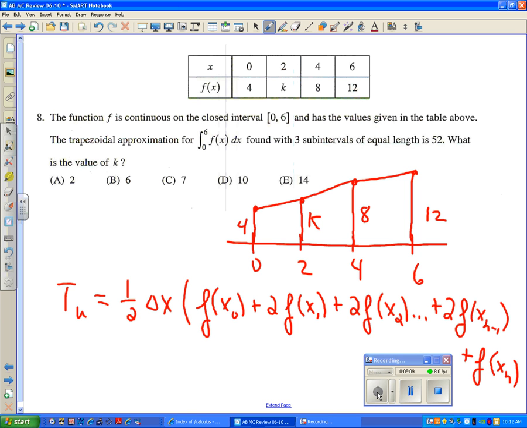To do on this one, I've just got 3, right? So it's kind of nice. I got 3 trapezoids, and it's going to be 1/2. My delta x happens to be 2. That's a very nice development.